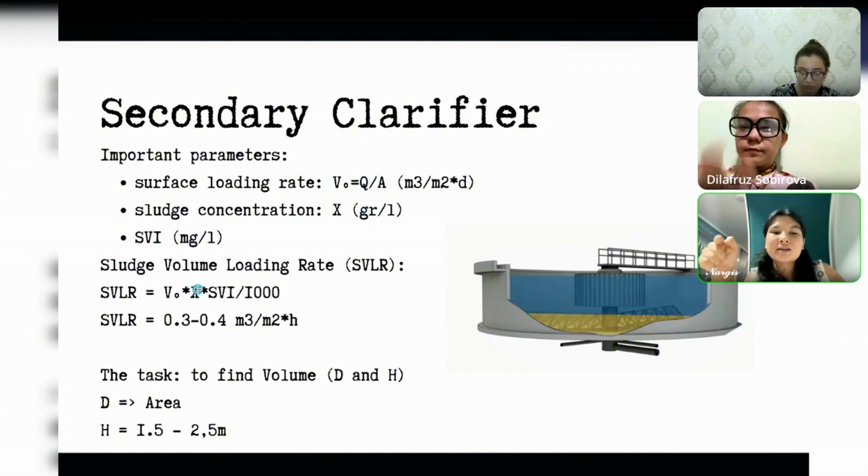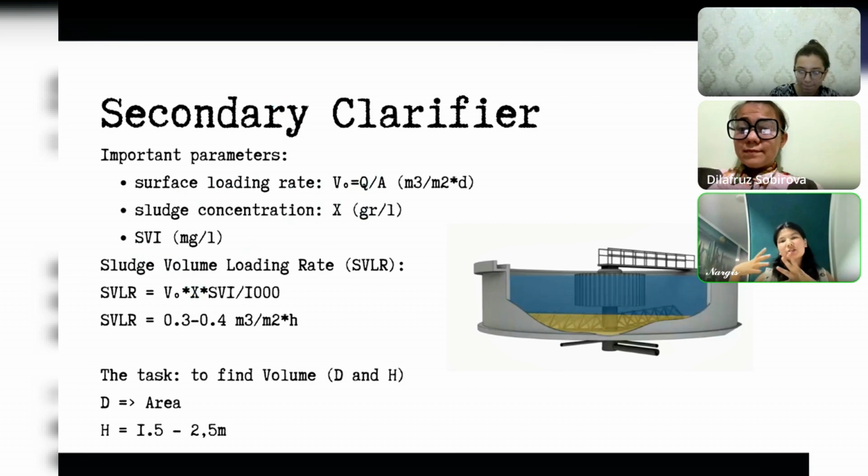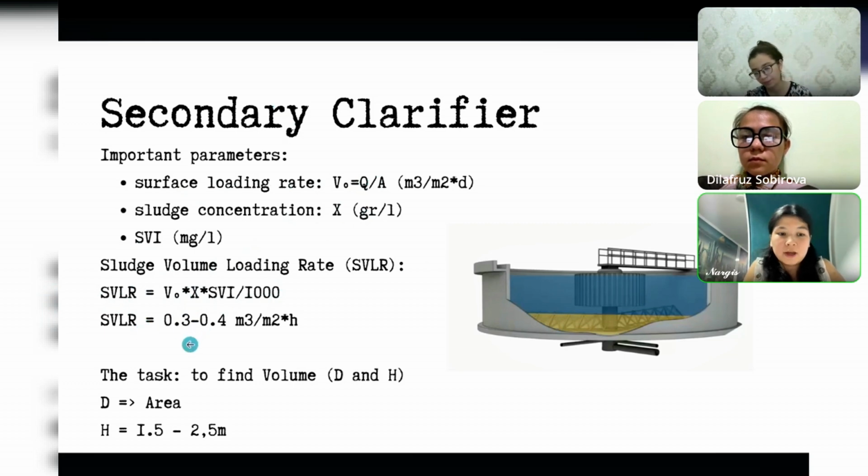And then there is another, new thing, which is sludge volume loading rate, meaning how much sludge you are allowed to send to the secondary clarifier, right? Not like you're allowed, but you're recommended. And it again has its own formula, which is SVLR, which is given by this one. And this SVLR usually has its own optimum range too, which is everywhere from 0.3 to 0.4.